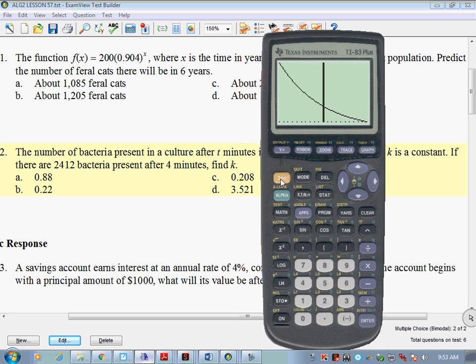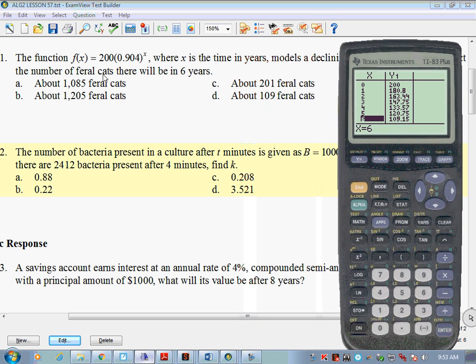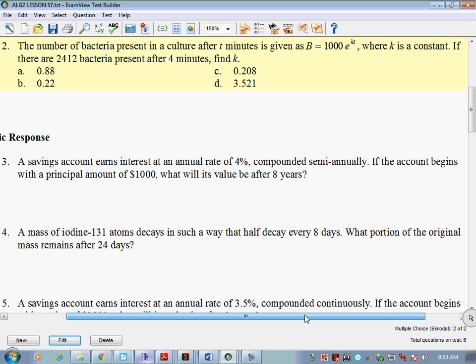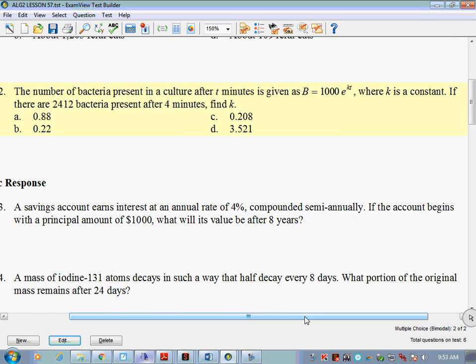Now, the second thing I'm going to do is hit second graph, and it's going to give me a table of values. They asked me to see how many feral cats there would be in 6 years, where x represented the number of years. In 6 years, I see that there's going to be 109.15 cats. Notice that they start off with 200, and in 6 years, we're down to 109 feral cats. And that's what I like to hear, a declining population of cats. All right. 109 feral cats, and that's how we find that answer. So a lot of calculator usage here. That was D.